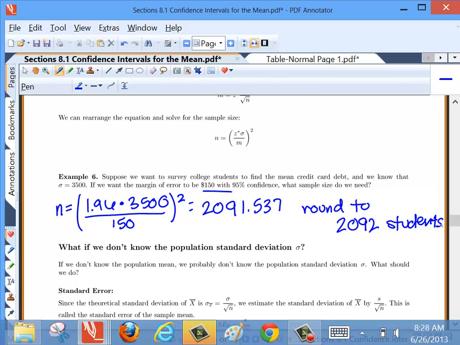I have a question. I might have missed this. Is the margin of error plus or minus 150? Yeah, the margin of error is the part that you add or subtract, so it's going to be half the length of your total interval.